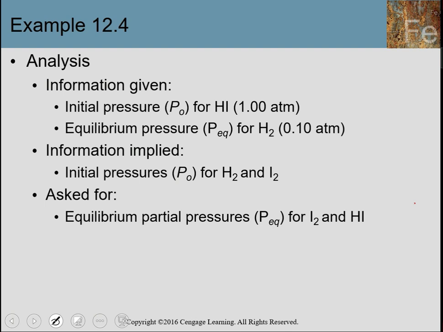So here's the information you have. You know the initial pressure for the HI. You know the final, equilibrium pressure for H2. You can imply that the initial pressures for hydrogen and iodine are both 0. The reason we can do that is because they don't mention it at all. If for some reason they say you add some quantity of it, and they don't tell you what it is, you can't make that assumption. But since they said nothing about the pressure of hydrogen and iodine, you can assume it's just 0. And then you know what they're asking for, the iodine and the HI.